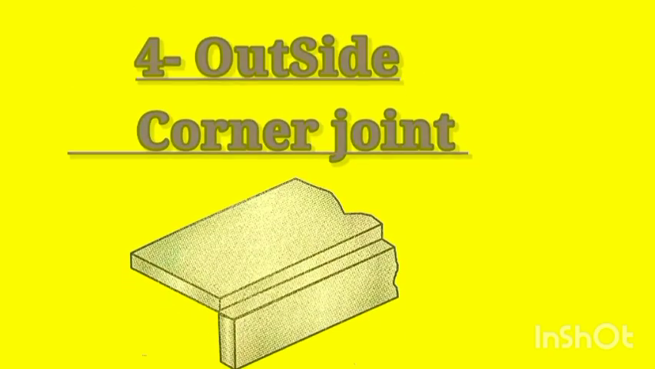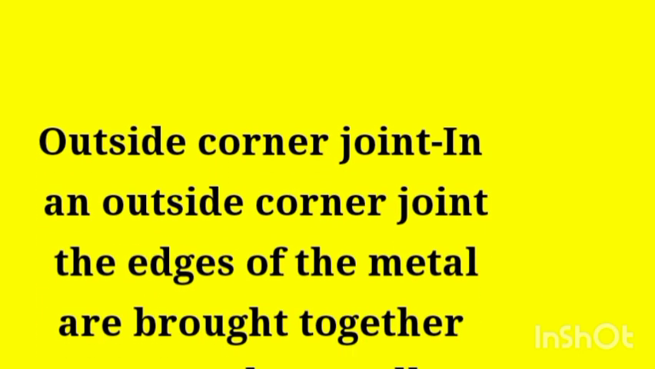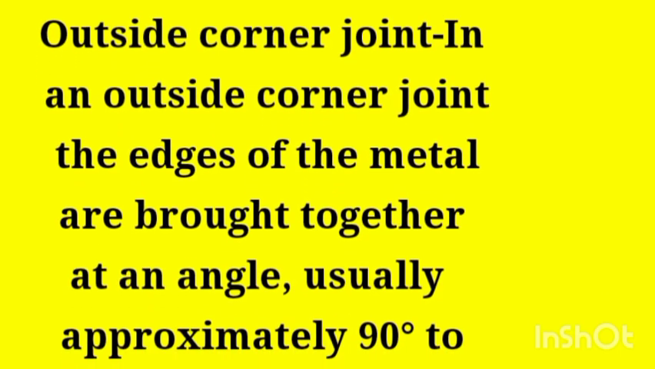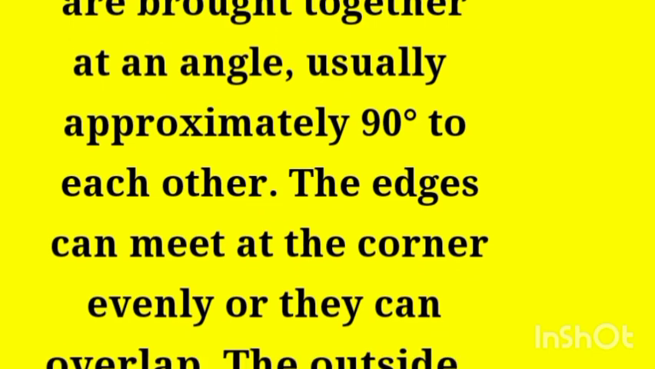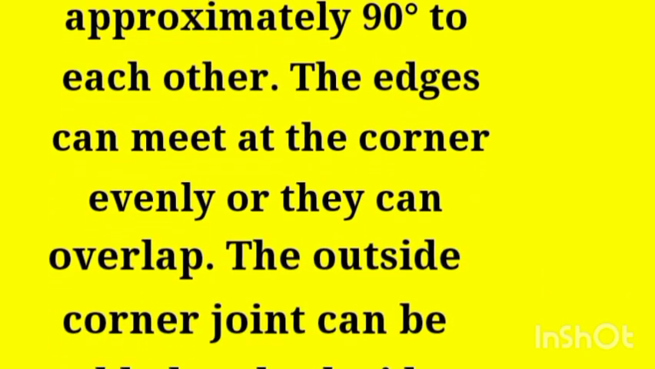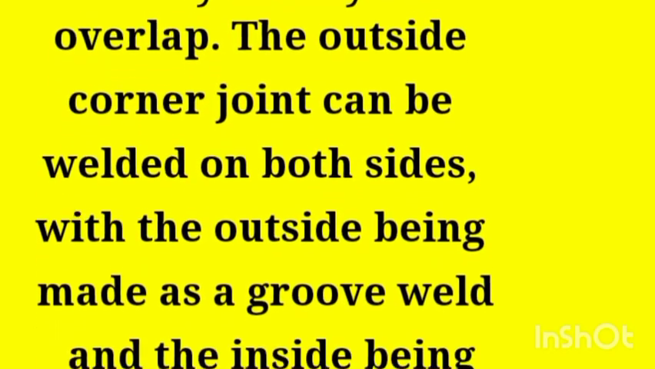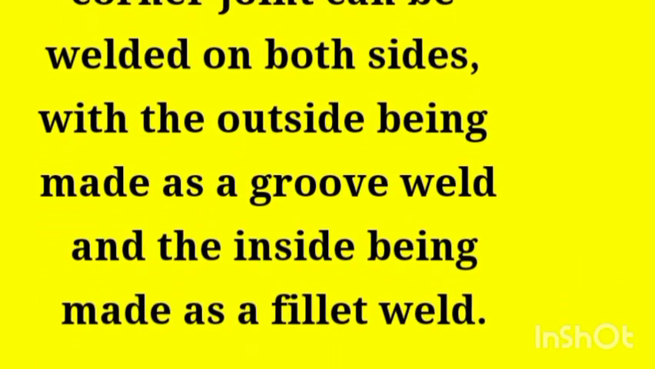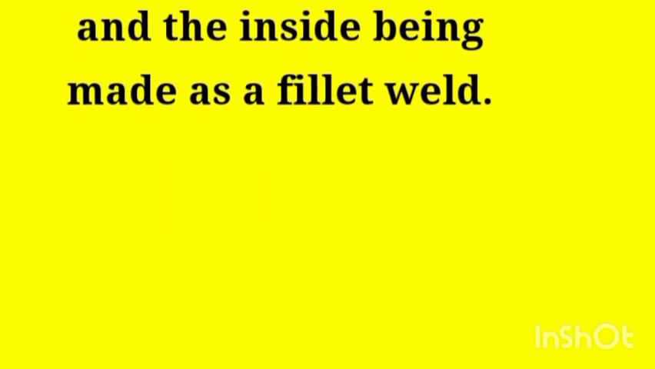Outside corner joint. In an outside corner joint, the edges of the metal are brought together at an angle, usually approximately 90 degrees to each other. The edges can meet at the corner evenly or they can overlap. The outside corner joint can be welded on both sides, with the outside being made as a groove weld and the inside being made as a fillet weld.